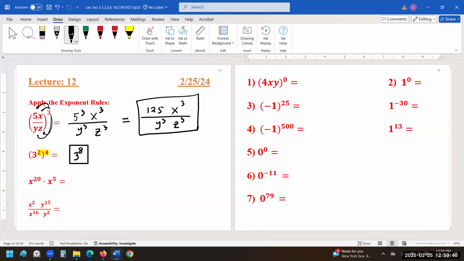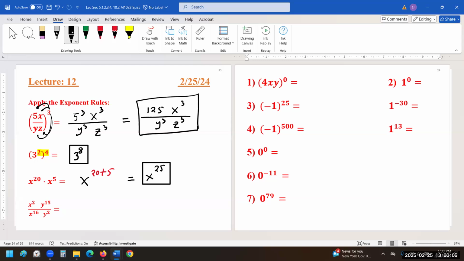Gavin, x to the 20 times x to the 5. Good job. When you multiply the same bases, we add the powers. So it's 20 plus 5. That gives us 25.